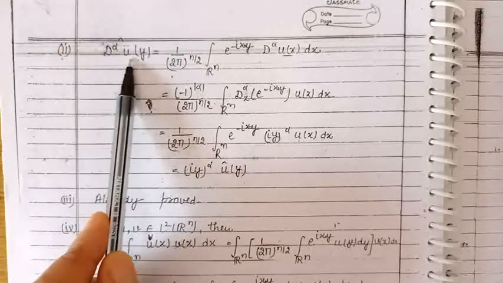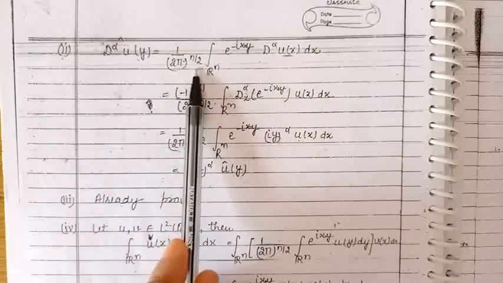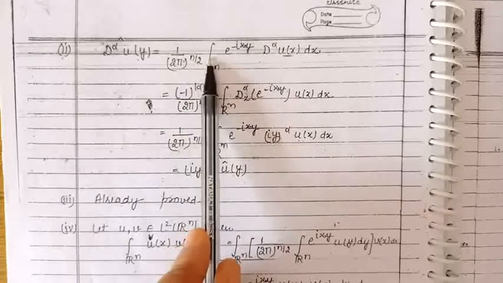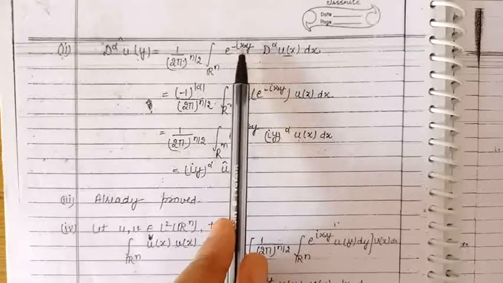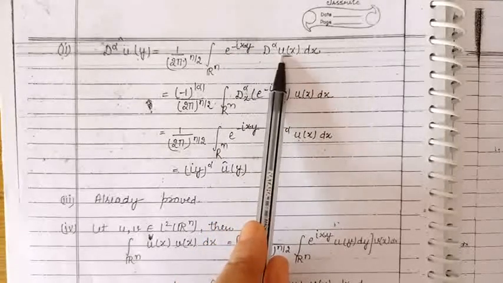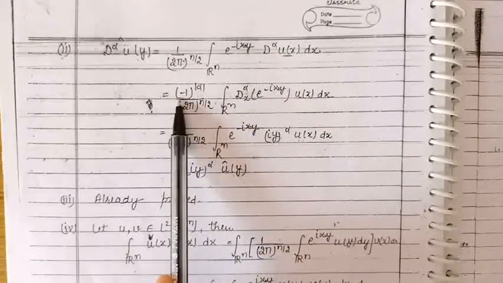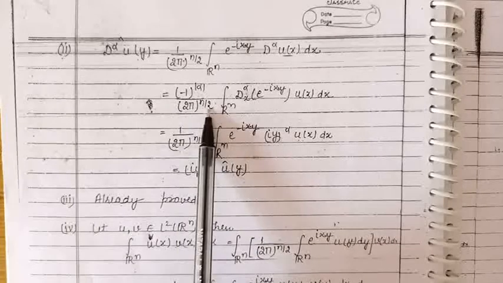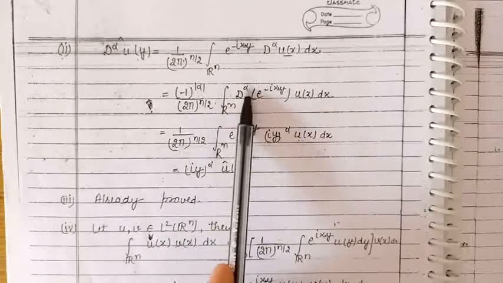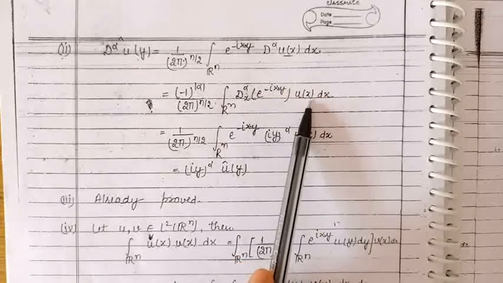Now by definition of Fourier transform, this can be written as 1 upon (2π)^(n/2) integral over Rn of the product of e raised to the power minus iota x dot y into D^α u. Now, using the integration by parts formula, this can further be written as (-1)^|α| upon (2π)^(n/2) into integral over Rn D^α of e raised to the power minus iota x dot y into u.